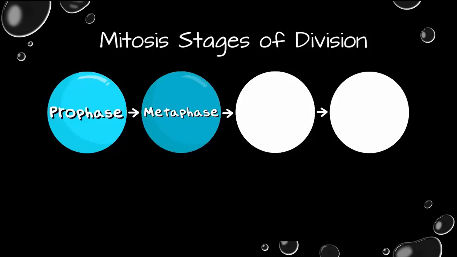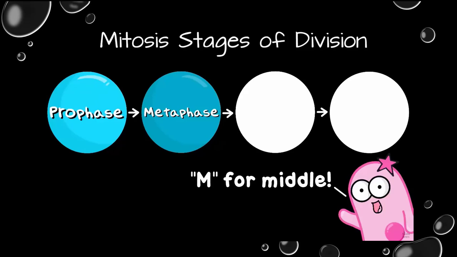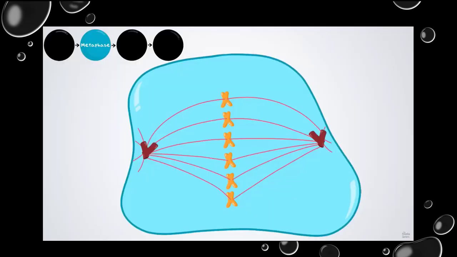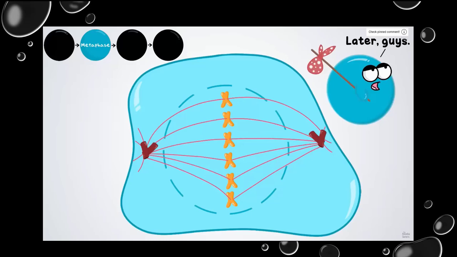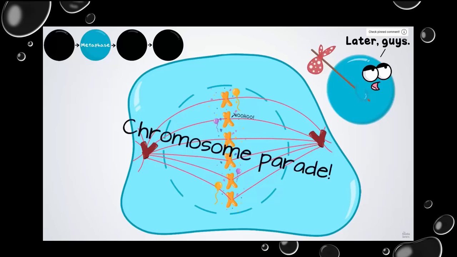The next stage is metaphase. M for metaphase, but I also like to remember M for middle, because in this stage the chromosomes line up in the middle of the cell. The nucleus has been disassembled, it's no longer there, so we've got the chromosomes in the middle waiting there.